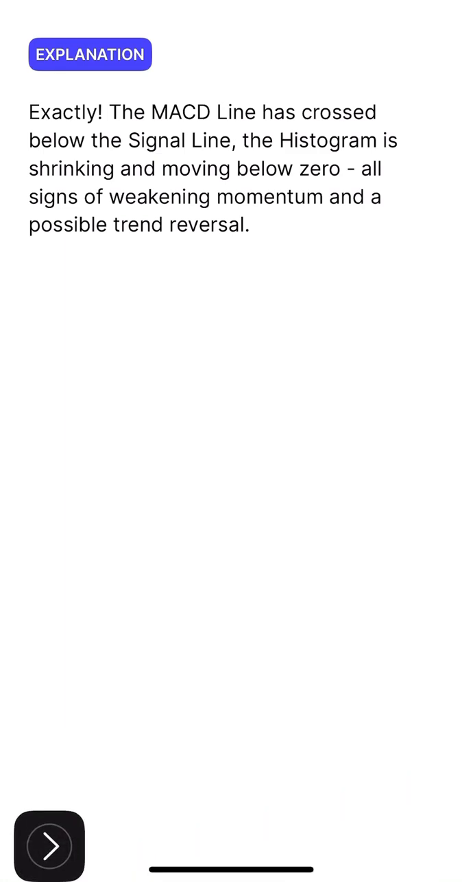Explanation. Exactly. The MACD line has crossed below the signal line. The histogram is shrinking and moving below zero. All signs of weakening momentum and a possible trend reversal.